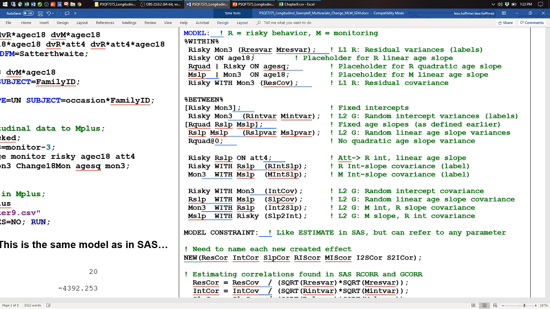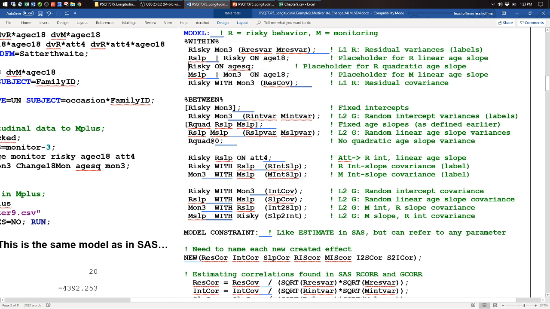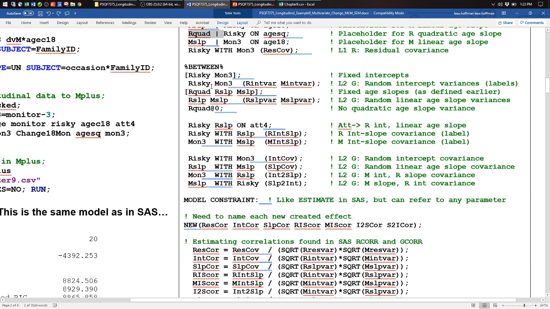So if all I had was, like for instance, I could do that, let me back off here. I could have done that for this one, age squared, because I only have a fixed quadratic age effect, I don't have a random. But to keep everything looking the same, I didn't do that, but I could have. Good question. Okay. Other questions? Okay, now we're in between.